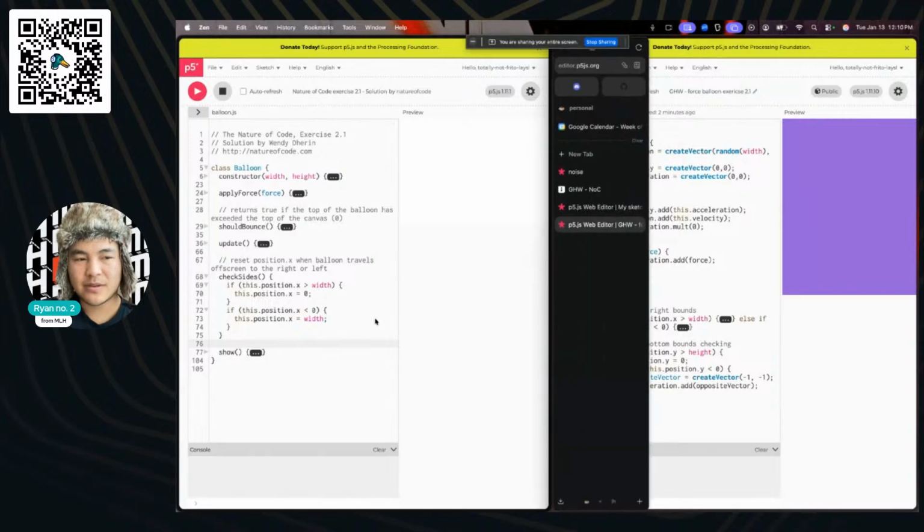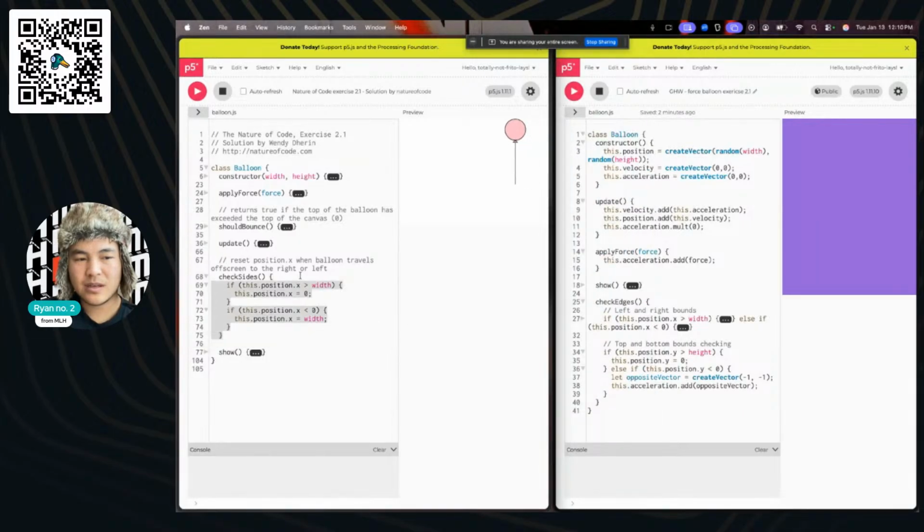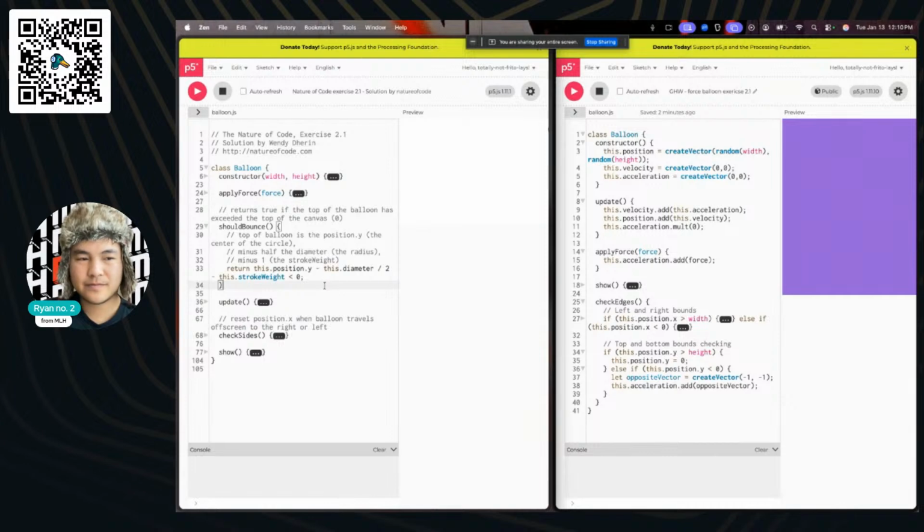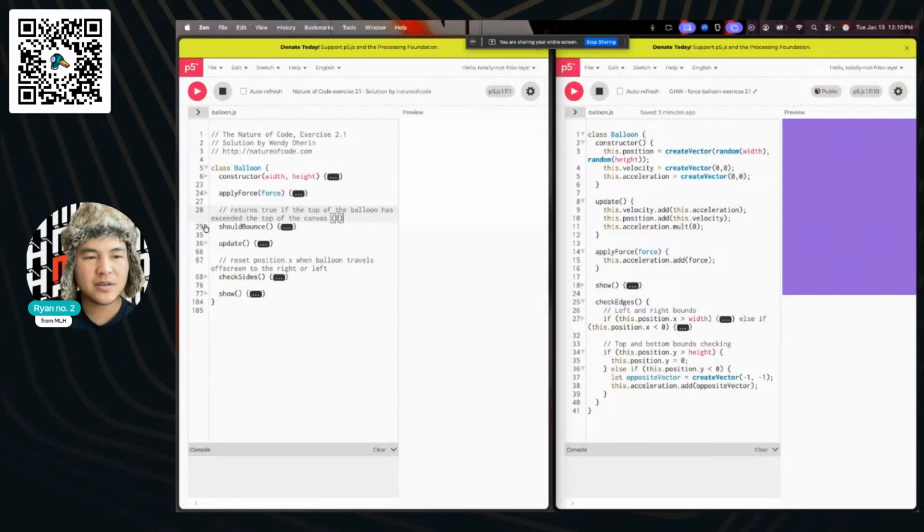There's the left and the right bounds. And then we just changed the position to start on the other side of the screen. So if it went too far to the right, above the width, then we reset it on the left side of the screen. Okay, we had that. I guess should bounce is the thing that we got stuck on. Return this dot position dot y minus the diameter divided by 2. So how is this function used right here? Returns true if the top of the balloon has exceeded the top of the canvas. Okay, so that's just letting us know if the balloon has gone over.